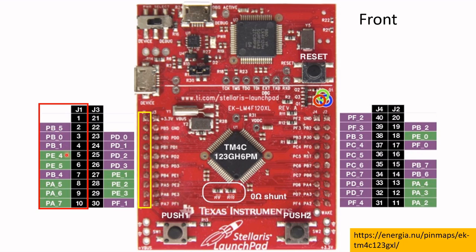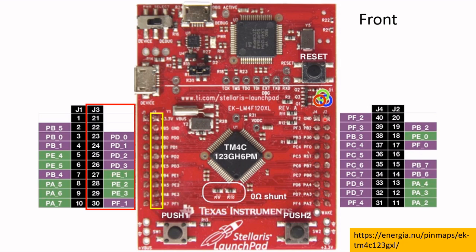All right, and then let's take another one. J1 pin 5, which is this one here, is connected to port E, bit 4 of the microcontroller. And then let's take another one. This is J1 pin 10, that is connected to port A, bit 7 of the microcontroller. Let's move on to this other set of pins here. This is the J3 header pins. Now J3 pin 23 is connected to port D, bit 0 of the microcontroller, and J3 pin 27 is connected to port E, bit 1 of the microcontroller.